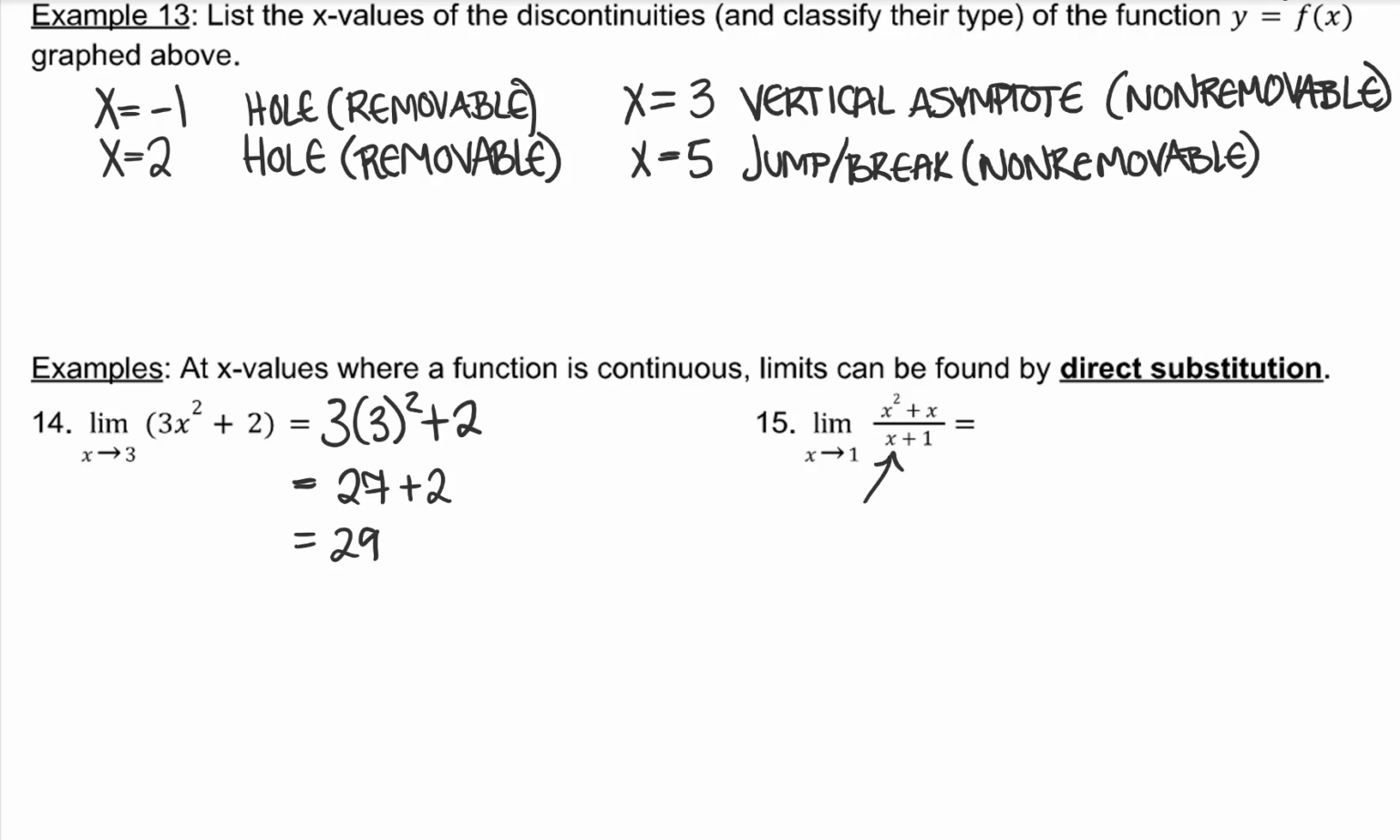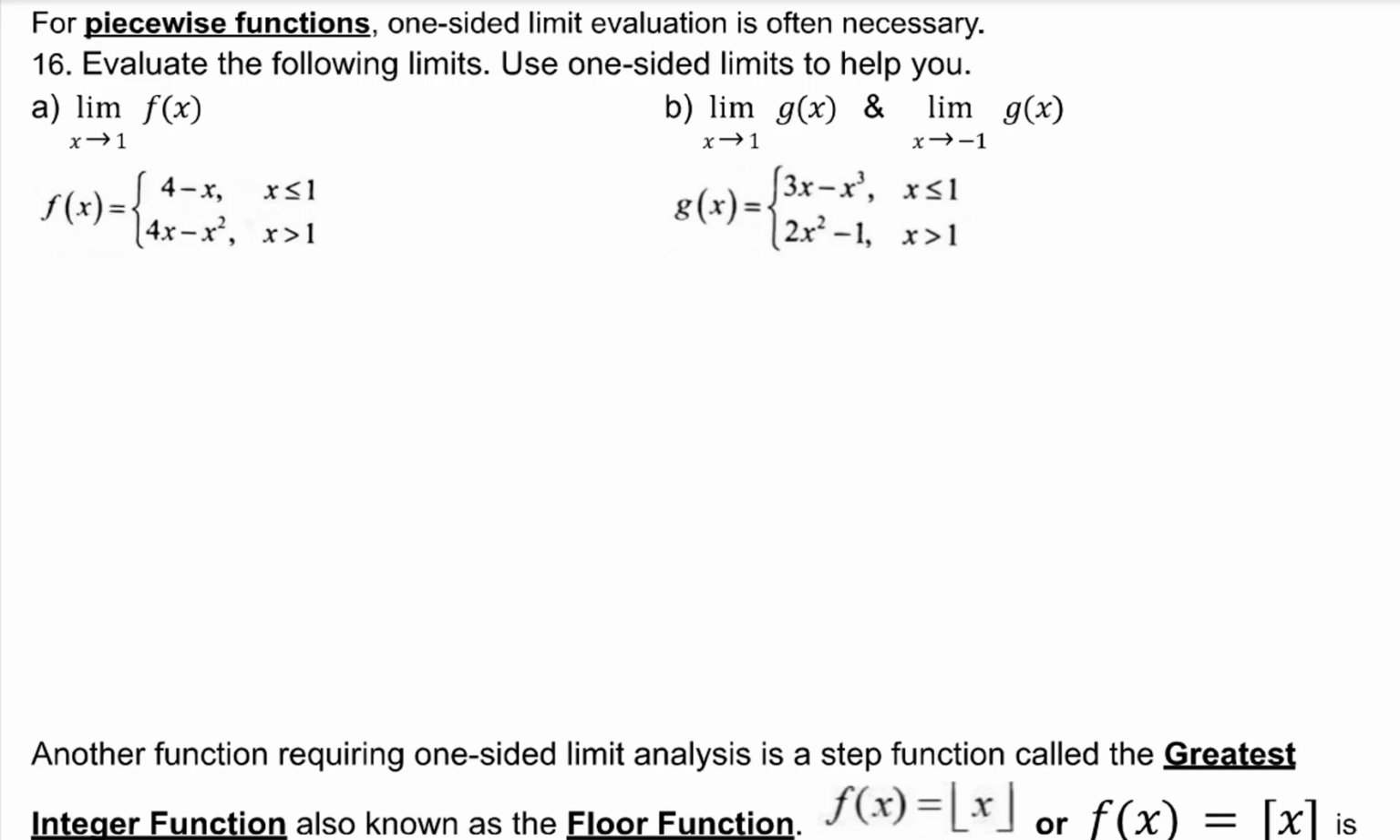This function is not continuous for all x values. It has a hole at x equals -1, which would make that denominator 0. But that's not the value they're asking us to find the limit of. And the value they're asking us to find the limit of, this function is continuous at x equals 1. So we can just direct substitute. And that's our limit.